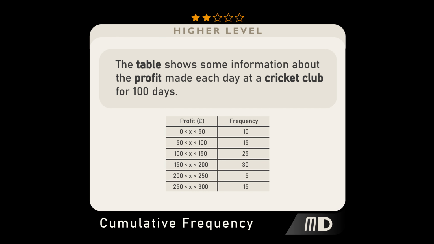This is question 10 from the 2022 GCSE Mathematics Higher Tier exam and tests our understanding of estimated mean.